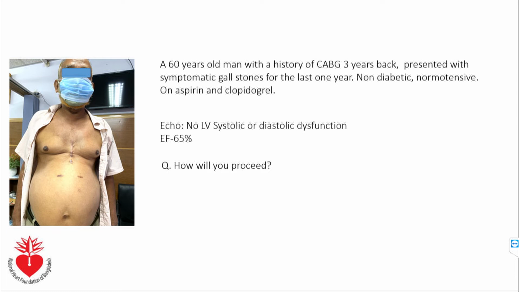As usual, as in the previous case, the first step is that this is a non-urgent operation. There is no active cardiac disease, and as this is gallbladder surgery, it is an intermediate risk surgery. Next, the patient should be evaluated for functional status. If the patient has more than 4 METs of functional status, then he can go for surgery, stopping clopidogrel 5 days before, and aspirin can be stopped in consultation with the cardiac surgeon, the cardiologist, and the general surgeon.